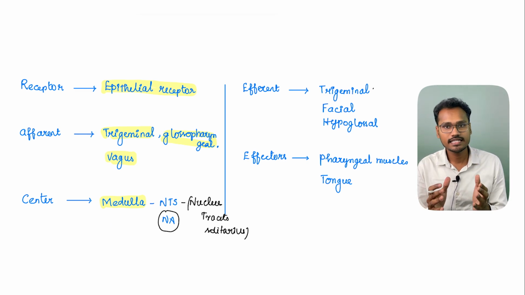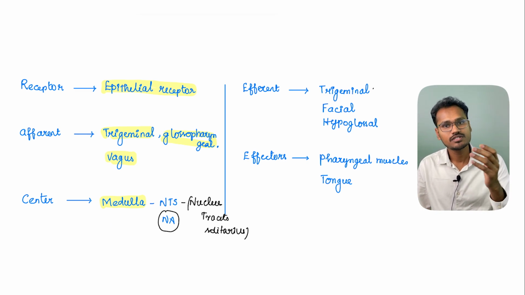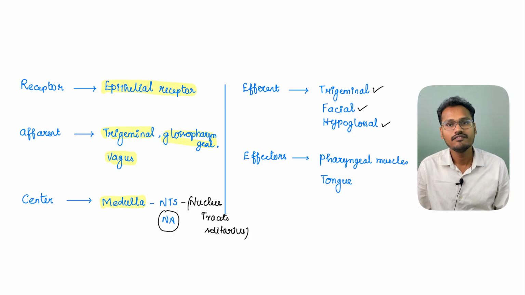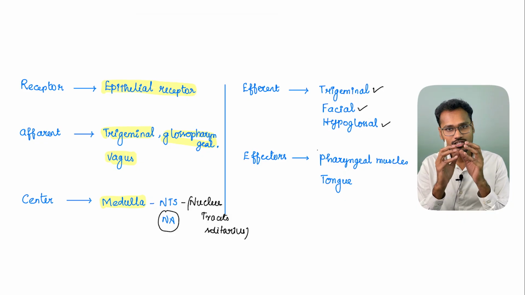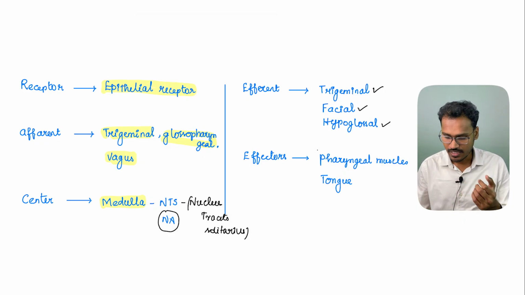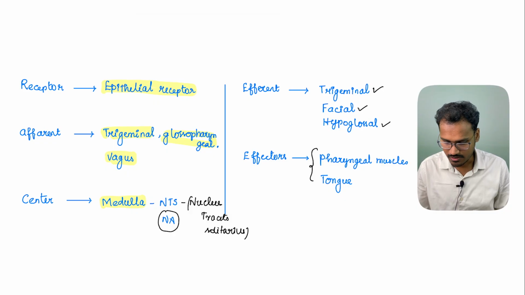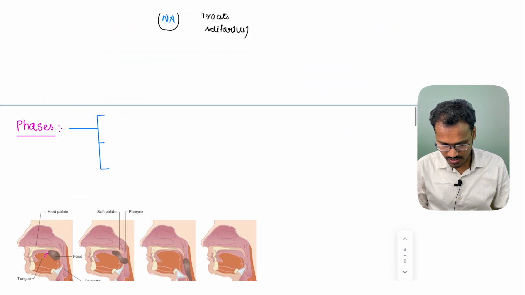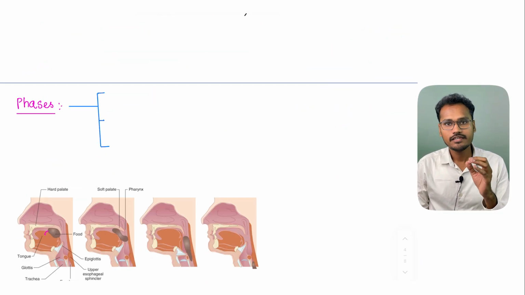Now this is the integrating center, and from here we have to send the efferents. The efferents will come via the trigeminal, facial and hypoglossal nerves. Where will they come and act? They will act on the tongue so that it pushes the bolus backward, and on the pharyngeal muscles. So here the effectors come into action. Now let's see how the various phases of swallowing happen, and there are generally three important phases.